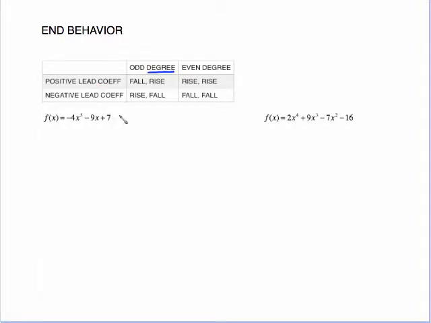Be sure that your polynomial is written in descending order of exponents before you determine lead coefficient. So the lead coefficient is actually the coefficient that is in front of the variable that has the highest power. So in this case, this was x to the fifth. That was an odd degree. It has a negative lead coefficient, so we know it's rise, comma, fall. Now, what does that mean? That means it rises to the left and falls to the right.